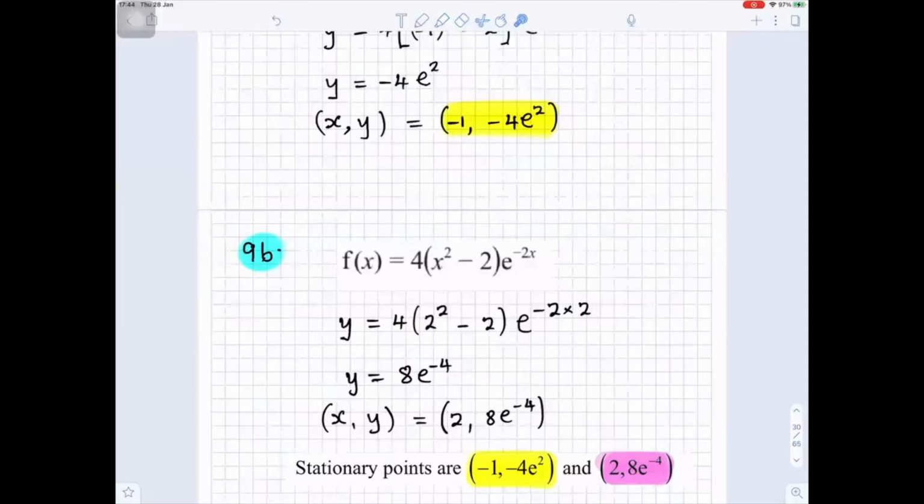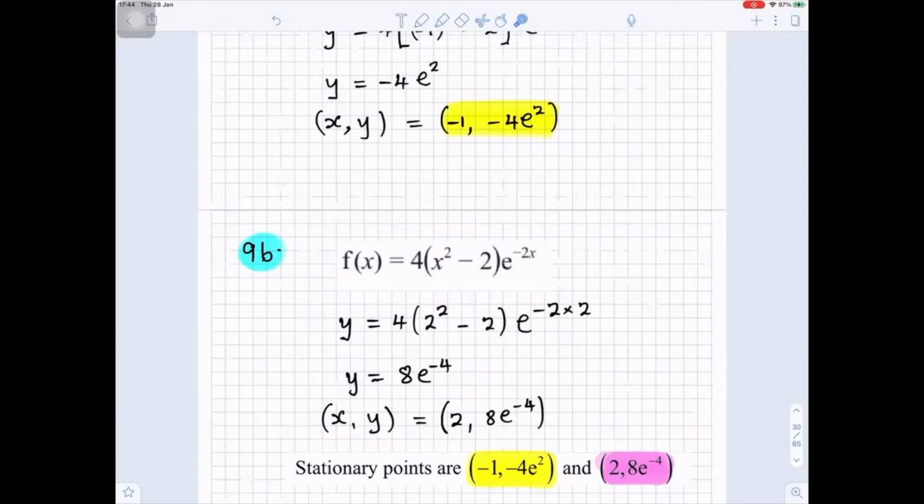And then we do the same and we substitute 2. So in place of x, we put 2. So 4(2 squared minus 2) e to the minus 2 times 2. Put all of that in your calculator. It will simplify to give you 8e to the minus 4. So leave the e to the minus 2 times 2 and don't put that in the calculator, because you want to have 8e to the minus 4. So when x is 2, y is 8e to the minus 4.